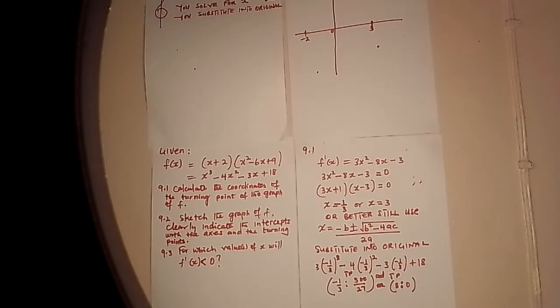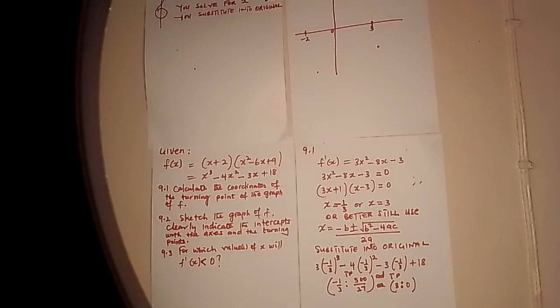It says, given f(x) = (x + 2)(x² - 6x + 9), which translates to x³ - 4x² - 3x + 18. Now here we are with the question. It says calculate the coordinates of the turning point of the graph of f.